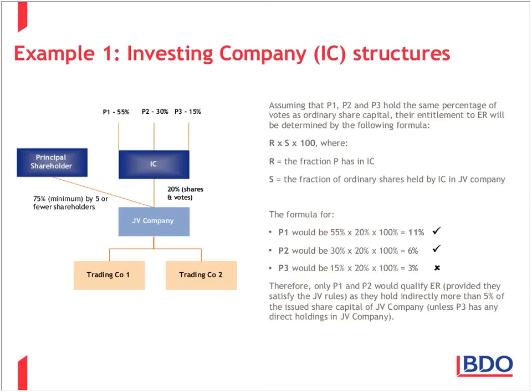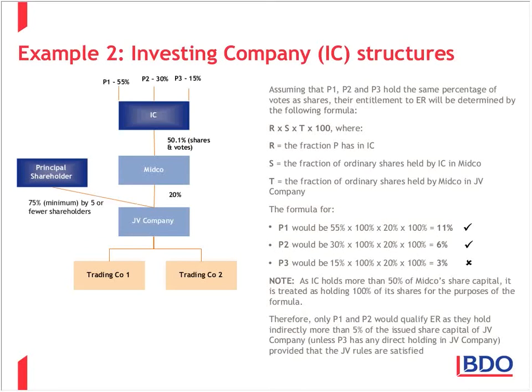So we've worked through the same formula for P2 and P3. However, as P2 has an indirect holding of 5%, it would be only P3 that would not pass through the ER gateway, as his indirect interest is less than 5%. Of course, if P3 has a direct holding in the JV company, this would be aggregated with his 3% indirect holding to see if he meets the 5% threshold.